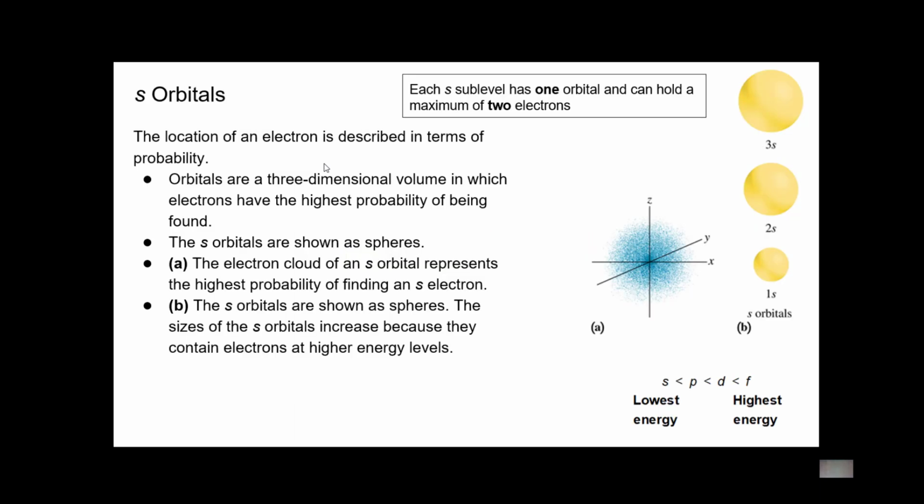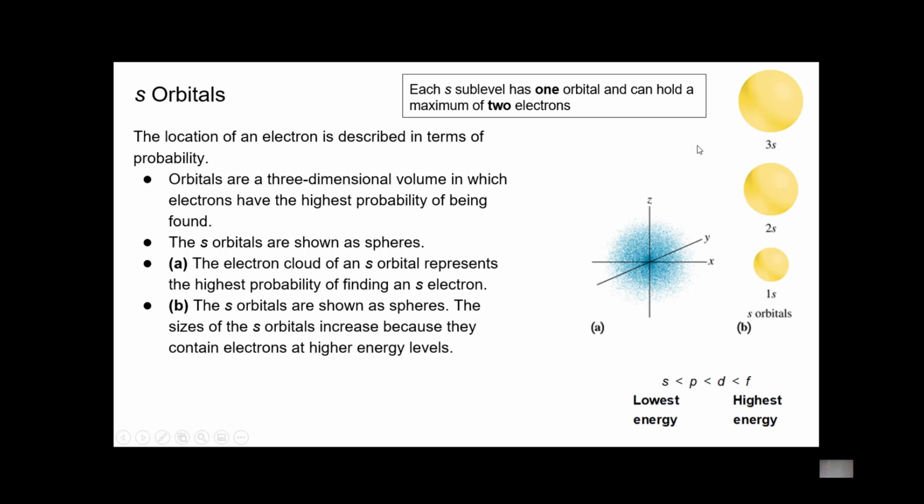So S orbitals. S orbitals are the location of an electron described in terms of probability. So here's the thing. We can never pinpoint exactly the position and spot where an electron is. But what they've done through experimentation is discover the highest probability of where electrons exist based on all these experiments. And what they did is they got these clouds, and these really dense clouds are where the electron has its highest probability of being. And they did this over and over.